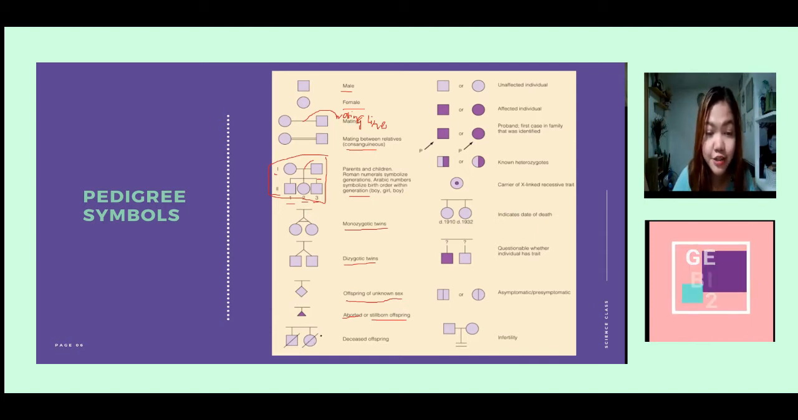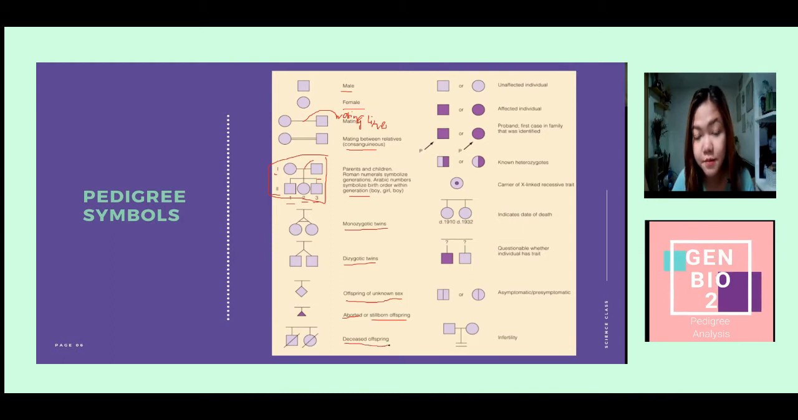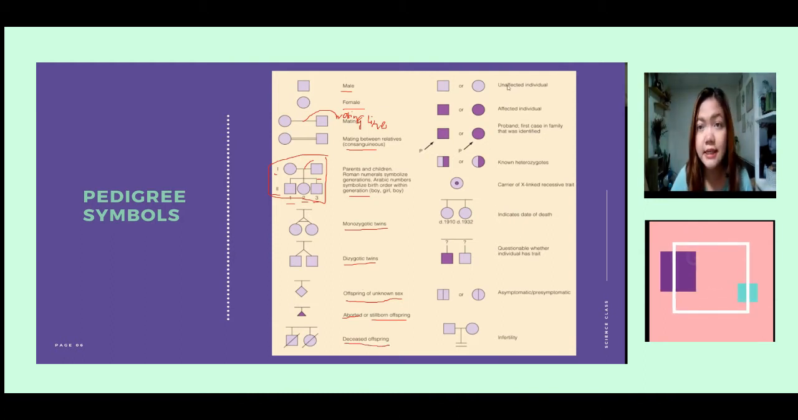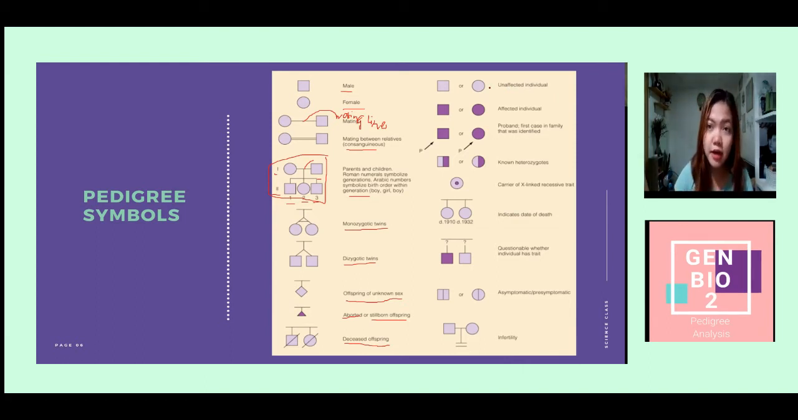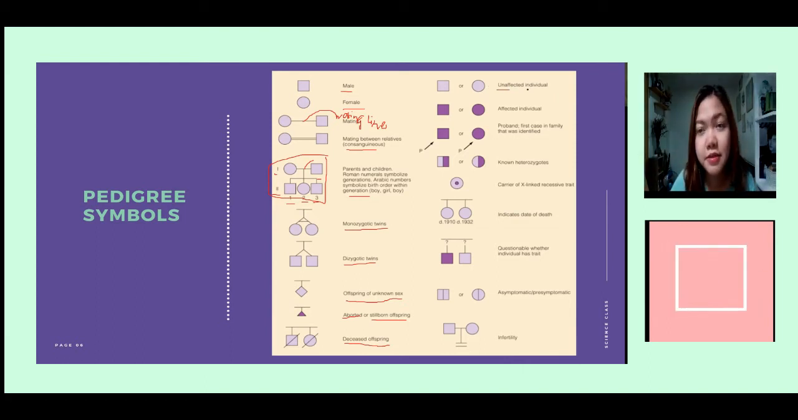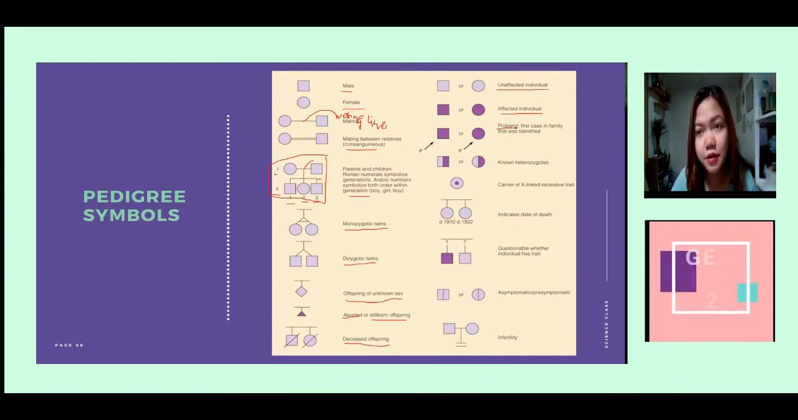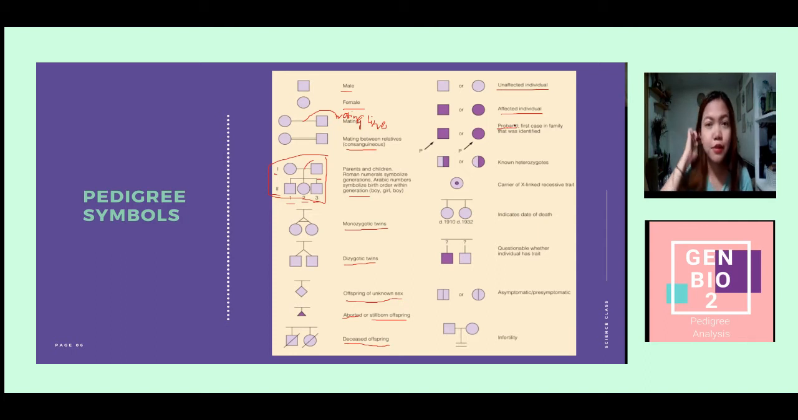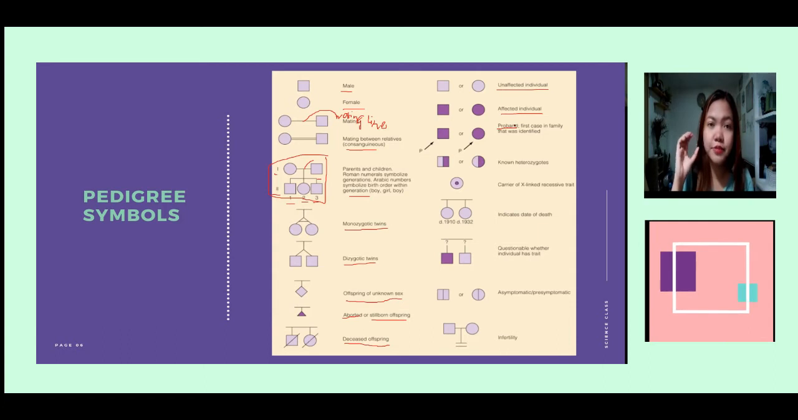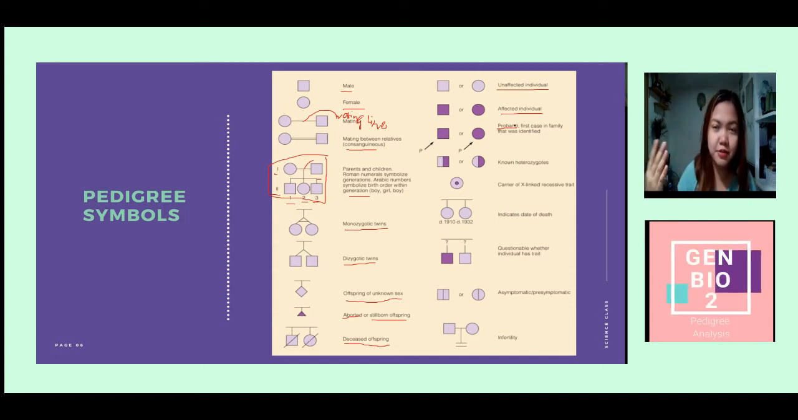If there is a slash through a square or circle, it means that individual is deceased. Another thing to check is whether it is shaded or not. If it is not shaded, the individual is not affected. If it is shaded, that individual is affected. We also have this term proband. We use the proband to identify who in the family has the trait, or who was the first to have that trait in the family.